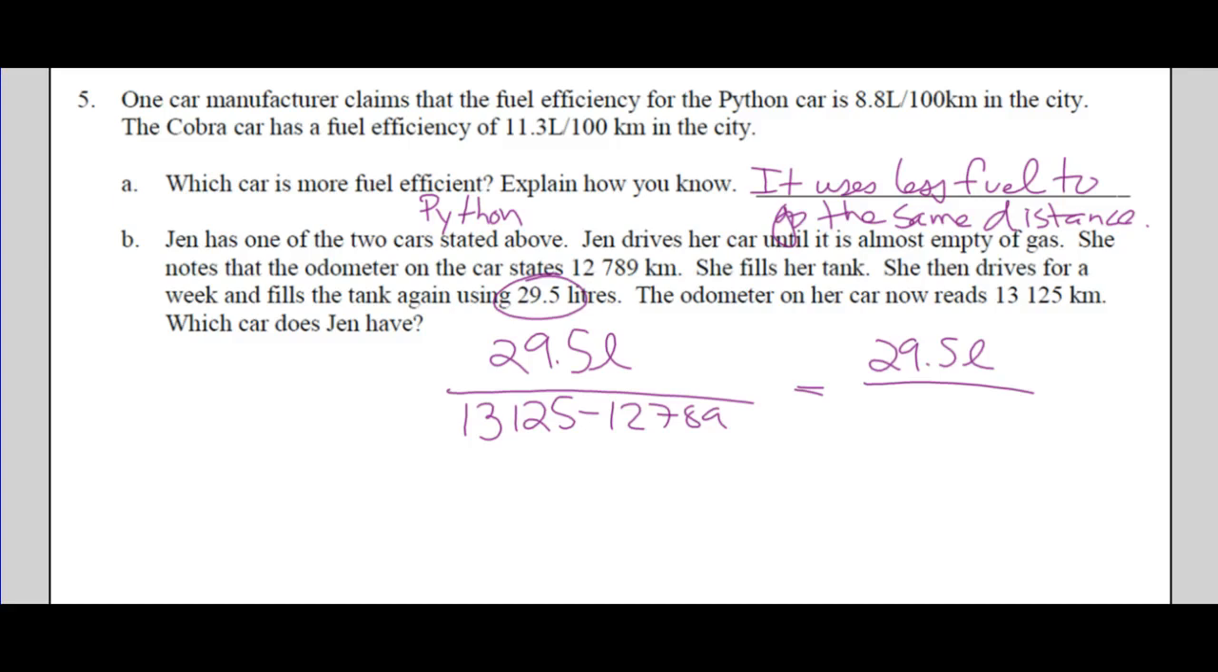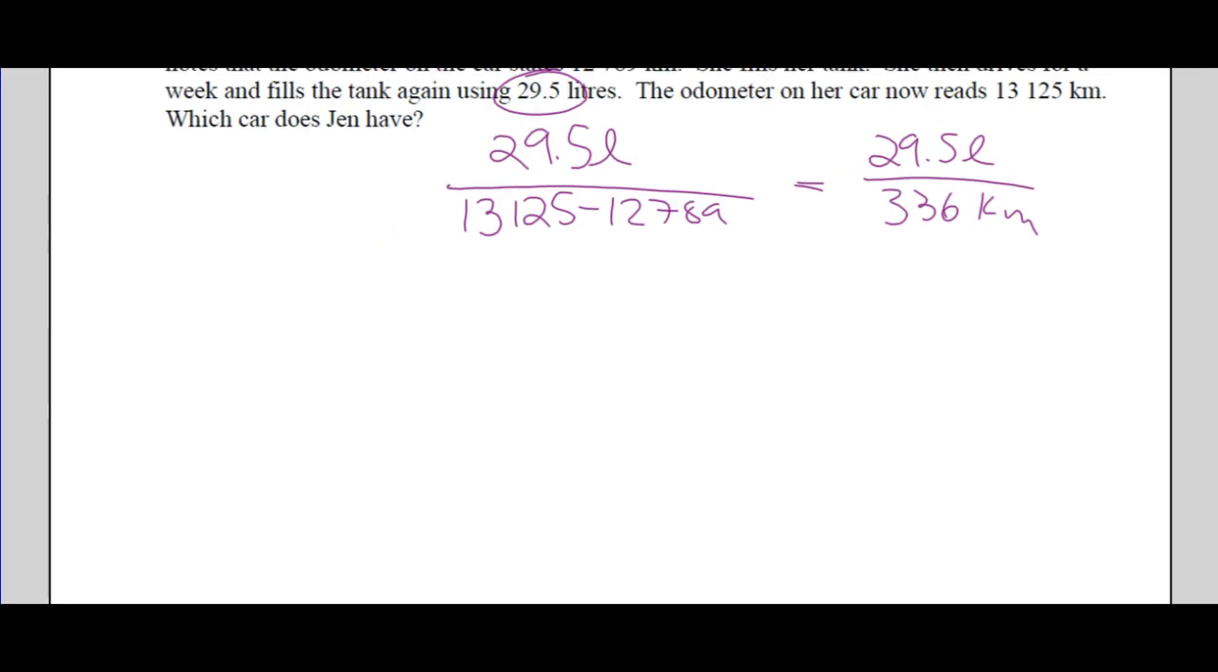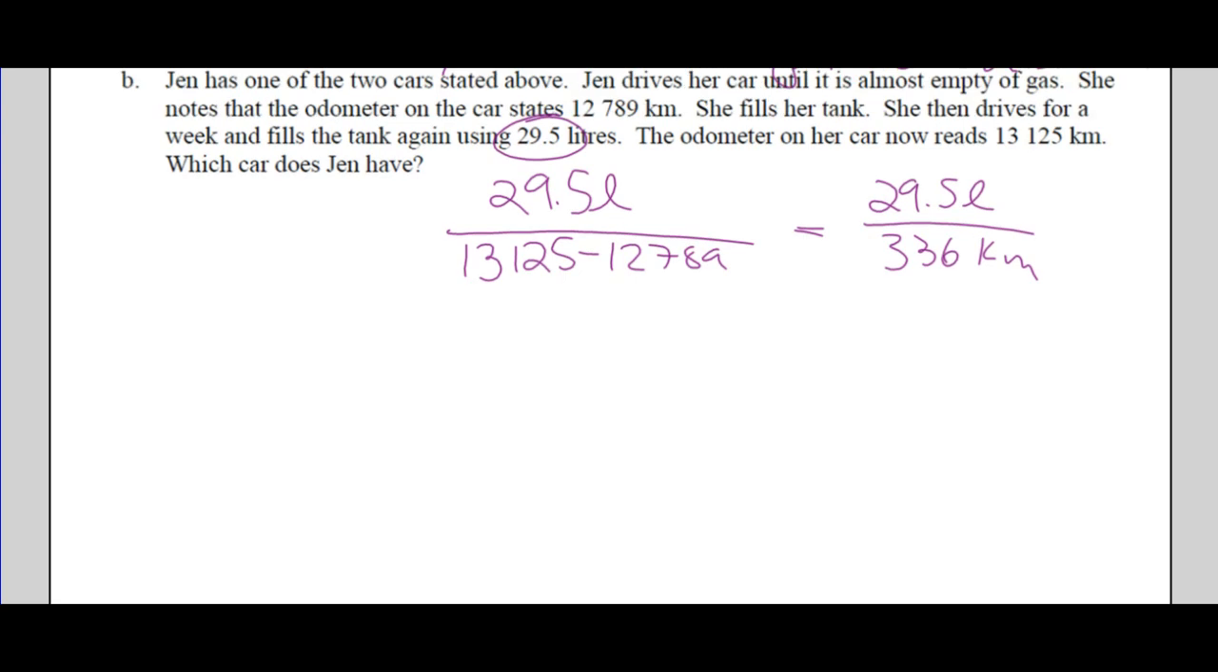336, right? Right. Okay, so how am I going to make that liters per 100 kilometers?